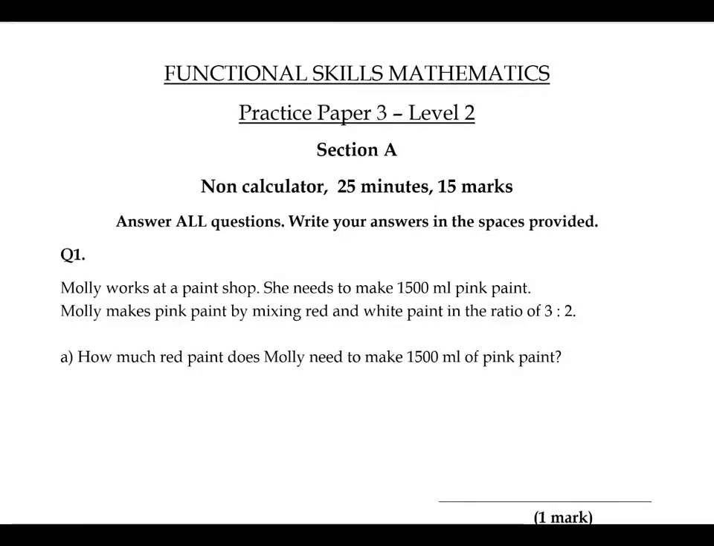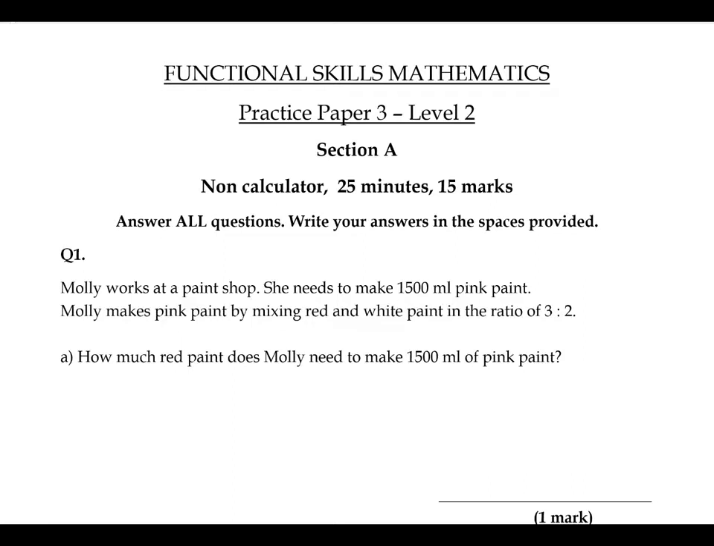Hello and welcome to this Functional Skills Maths Practice Paper 3 at Level 2. I'm going to start by doing Section A, which is the non-calculator section, and it's 25 minutes for 15 marks.